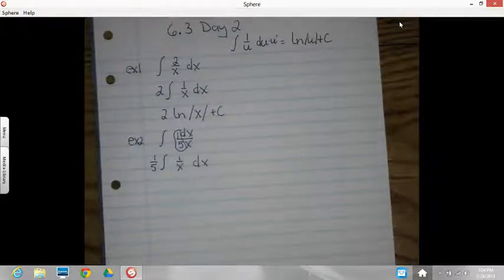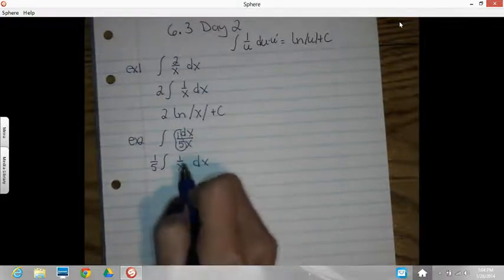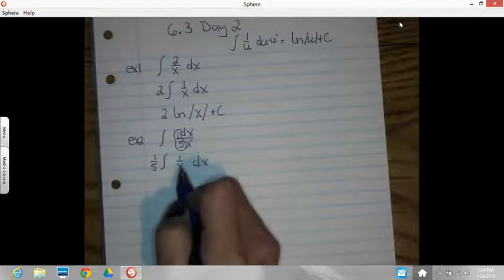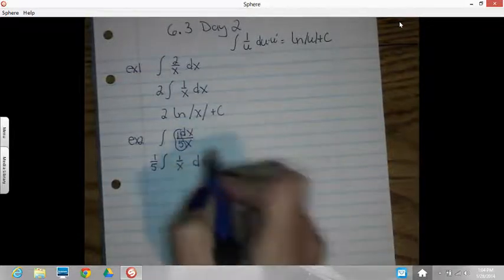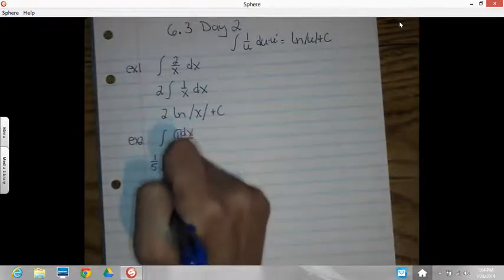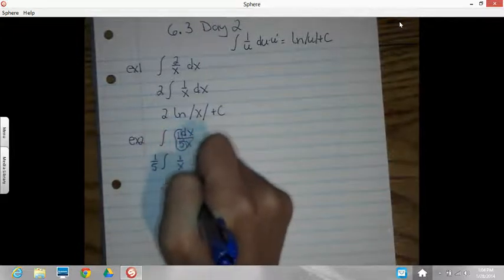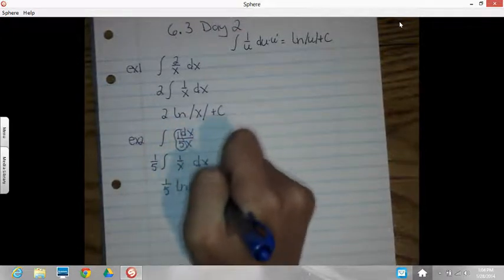So now I'm ready to integrate. The derivative of x is a 1. So I'm good to go. So it's 1/5 natural log of absolute value of x plus c.